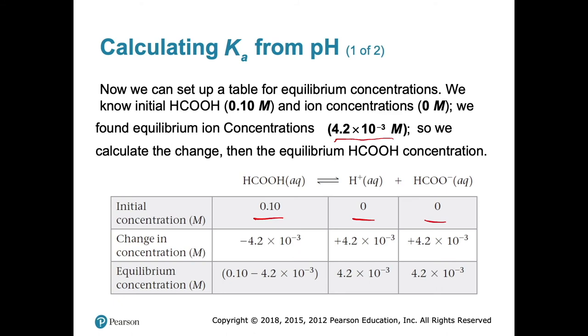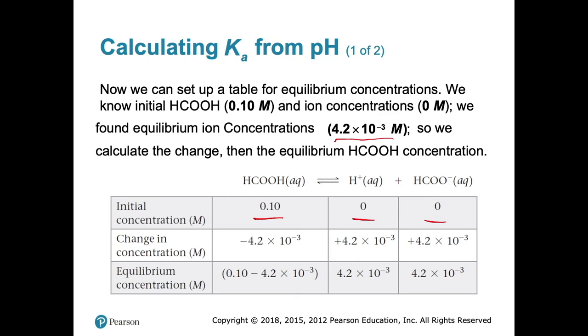So all you have to do now is figure out the math down here for the equilibrium concentrations. We don't have to do anything with the products, because it's just plus that, and you'll get these, because they were 0 before. But over here, you do have to do the subtraction of 0.1 minus 4.2 times 10 to the negative 3 and get that number right there. That will give you the equilibrium concentrations.